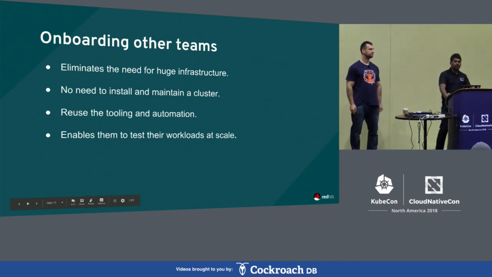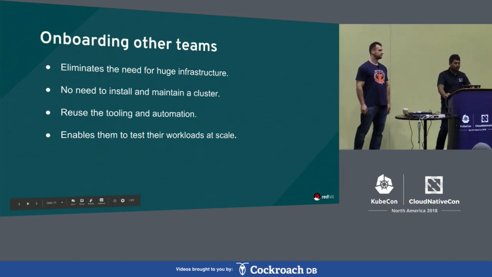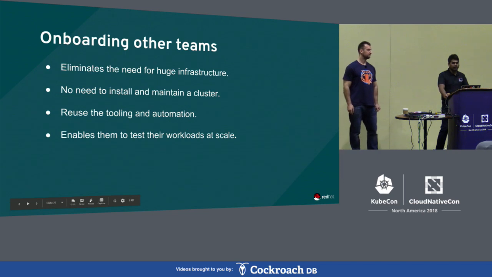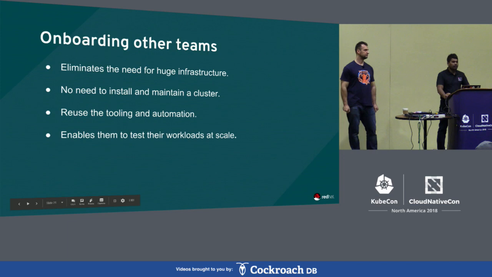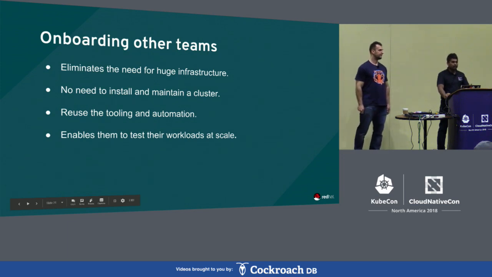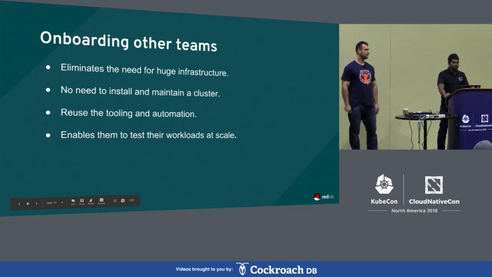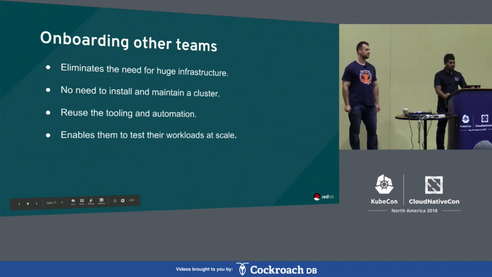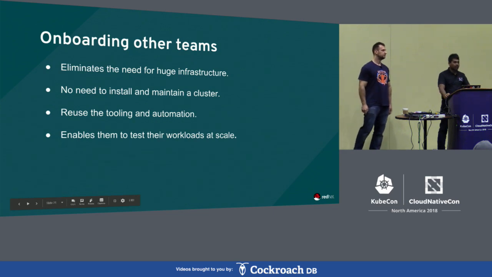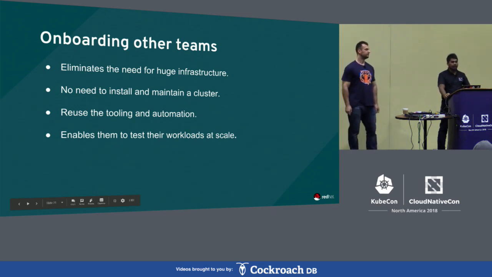The motive behind building the automation pipeline, tooling, and the scale lab is not just for our team. We are actively onboarding other teams to enable them to test their workloads at scale. This way, they need not have huge infrastructure. They need not install and maintain a large-scale cluster with the latest and greatest bits. They can reuse the tooling and automation that we built instead of maintaining their own. Adding a new workload to the pipeline is as simple as creating a PR with the right job template, and the watcher component will pick it up, create a Jenkins job, and add it to the pipeline.